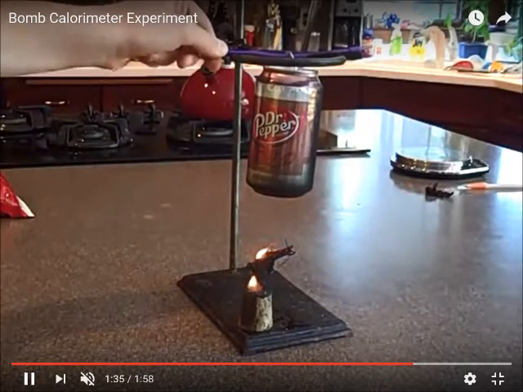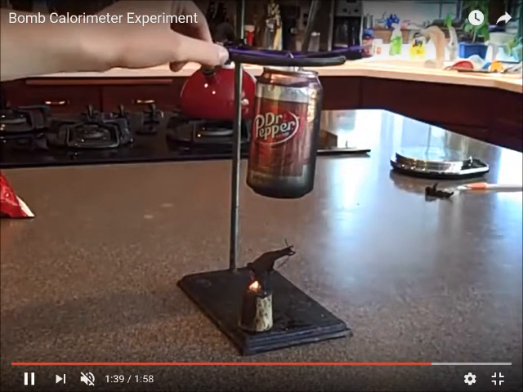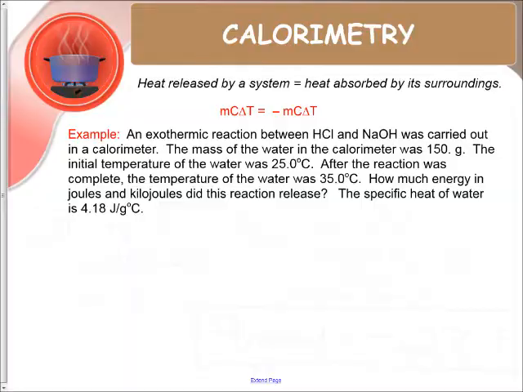Alright, so the energy is finally done. All of the energy has been released. We can record our final temperature and calculate how much energy was stored in that Dorito. Okay, so calorimetry, we know that heat released by a system equals the heat absorbed by its surroundings. So mcΔT equals negative mcΔT.